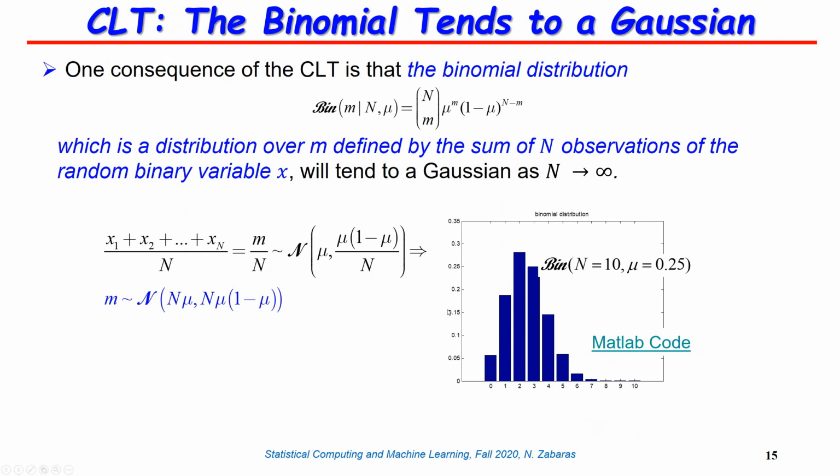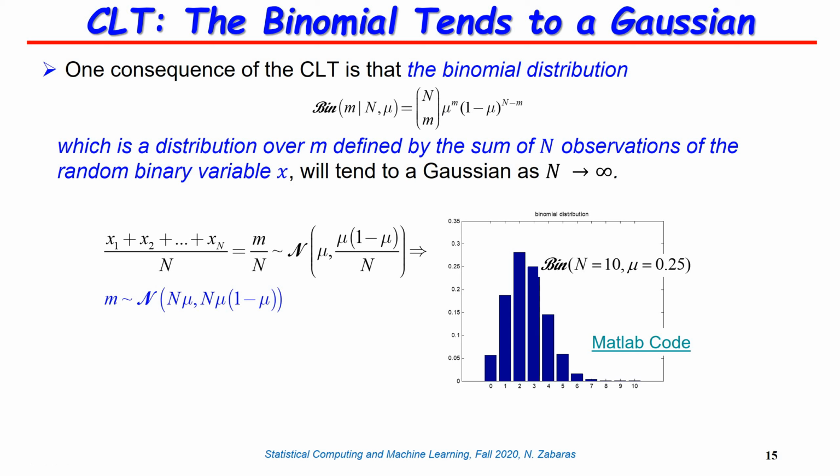Let's do another example. Let me take the binomial distribution. And for those who forgot what the binomial distribution is, let me remind you, you have a coin that has probability mu to get heads and probability 1 minus mu to get tails. You are tossing the coin n times, and in those n times you get m heads, and the probability density for m follows the equation that you see on the top.